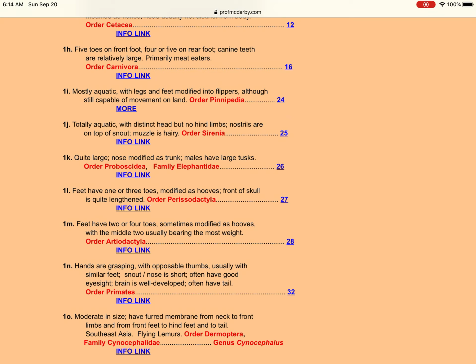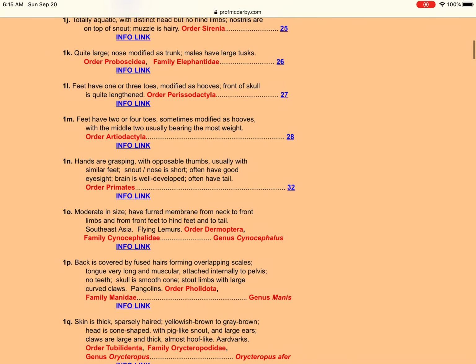Quite large, nose modified as a trunk. That's not us. Feet have 1 or 3 toes modified as hooves. That's not us. 2 or 4 toes, sometimes modified as hooves. That's not us. Hands are grasping with opposable thumbs, usually with similar feet. Now, we don't have grasping feet, but it says usually, which means we can still be in this group and be an exception. Snout or nose is short, often have good eyesight. Brain is well developed, often have tail. Again, it doesn't say everybody in this group has tails, but they often do. So this sounds pretty good for us. I want to always look at the rest of the choices.